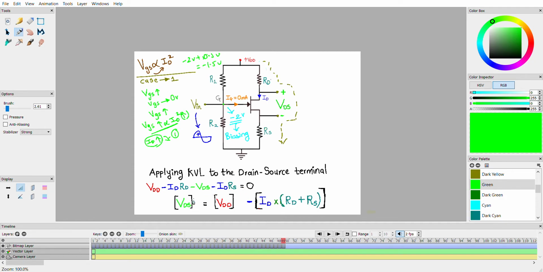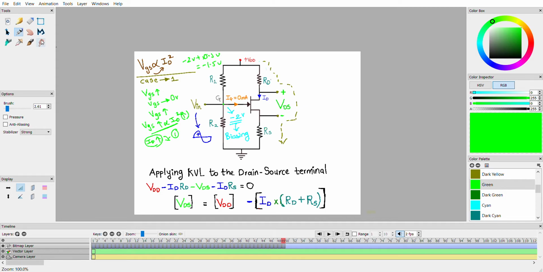So when we simplify it further, we get output voltage is equal to supply voltage, that is VDD, minus the voltage drop across these two resistances. Okay, good. So we got this particular equation. Nice. Now we will come back to this case 1.